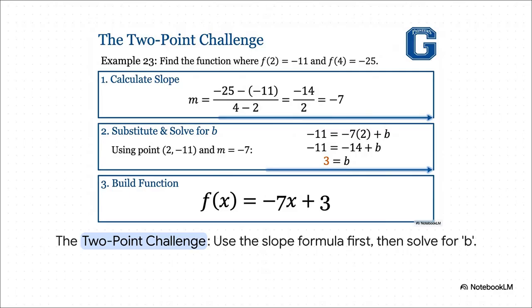Step 1, we use our engine, that slope formula, to calculate m, the rate of change between those 2 points. Step 2, once we have our slope, we plug it right back into our blueprint, f of x equals mx plus b. We can use either one of our original points to fill in the x and f of x values. That leaves only one missing piece, b, our starting value, which we can now solve for pretty easily.